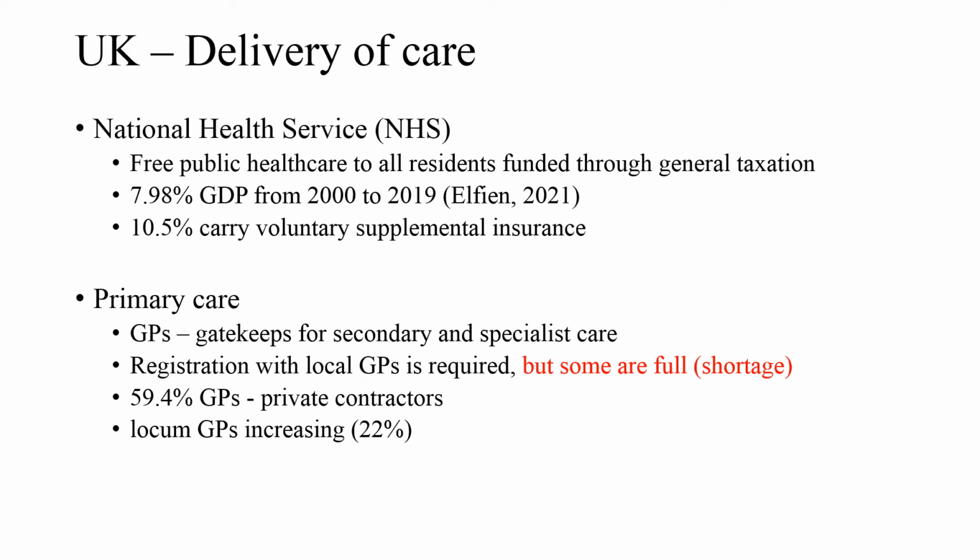And the NHS oversees these clinical commissioning groups I was talking about, which govern and pay for care delivery at the local level, and approximately 10% carry voluntary insurance, which is to gain more rapid access to elective care, things like fertility treatment, bariatric surgery. You want quick access.